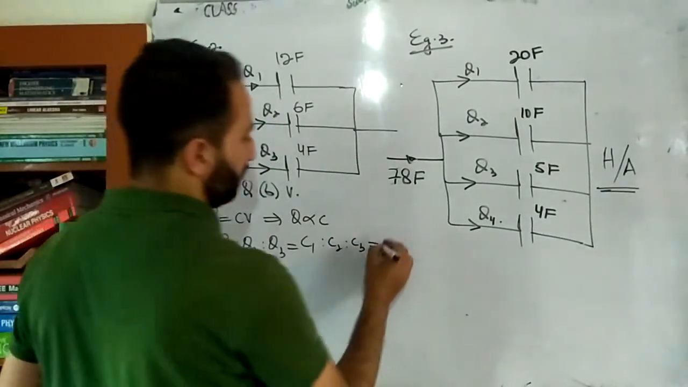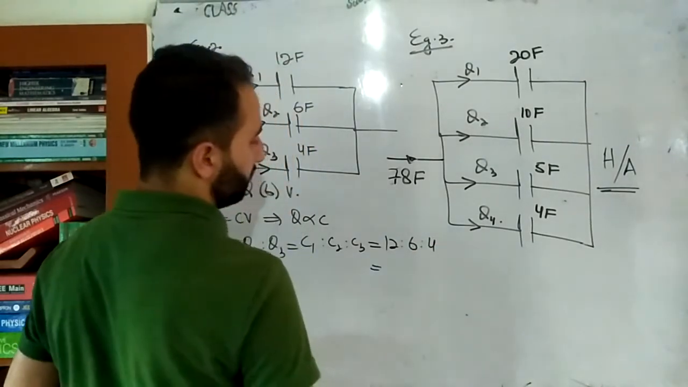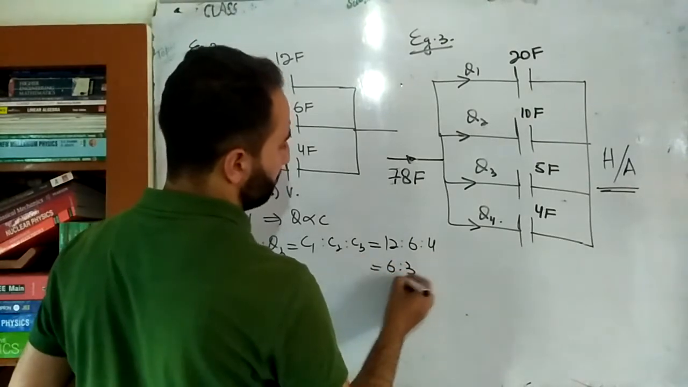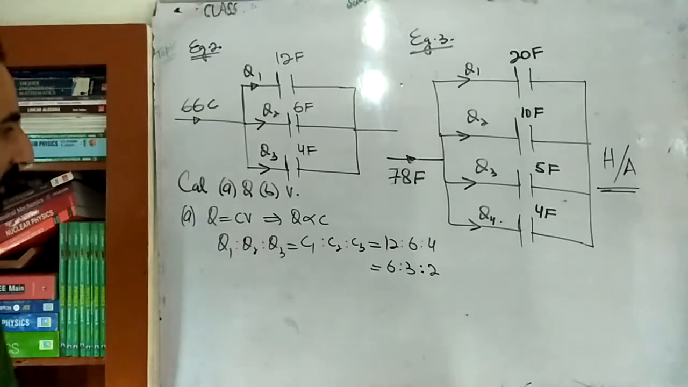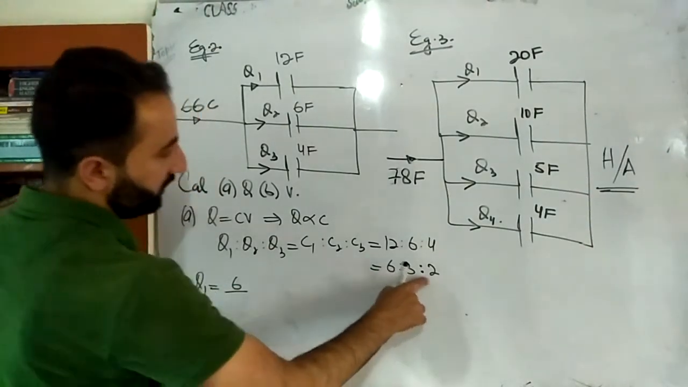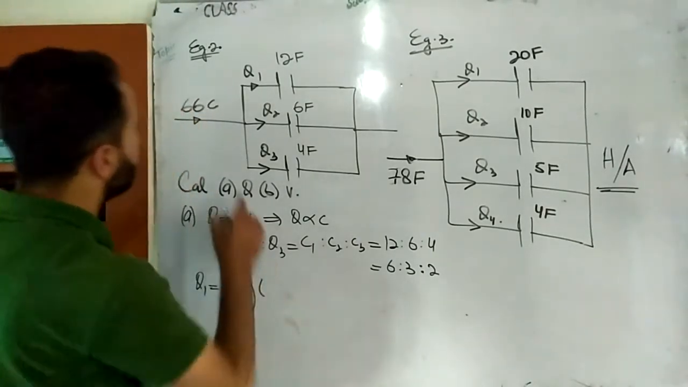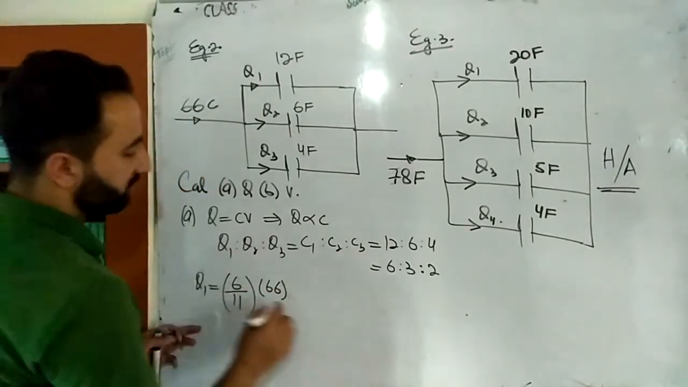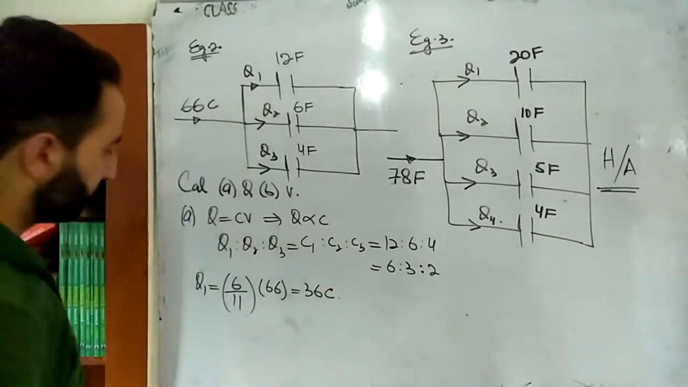12, 6, 4. Or it will be equal to this: 2 sixes are 12, 2 threes are 6, 2 twos are 4, so 6, 3, 2. Now calculate Q1, which will be equal to 6 by 6 plus 3 is 9, 9 plus 2 is 11, so 6 by 11 multiplied by the net charge, which is 66. 11 ones are 11, 11 sixes are 66, 6 sixes are 36. So 36 coulomb.